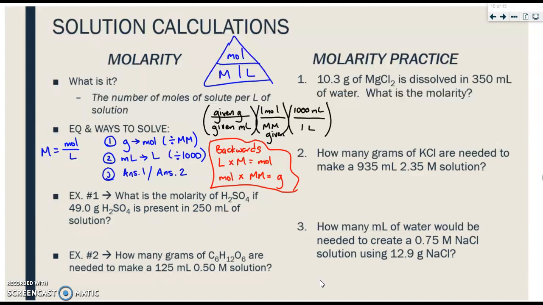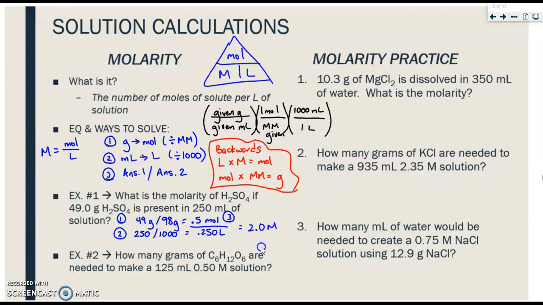So, stepwise, you would do step 1. I'll take my 49 grams divided by the molar mass of H2SO4, which I get from my periodic table, which is 98. When I divide those, I get 0.5. I then would take my 250 milliliters divided by 1,000 and get my liters. And then step 3, I divide both numbers, and I get 2.0 molarity.